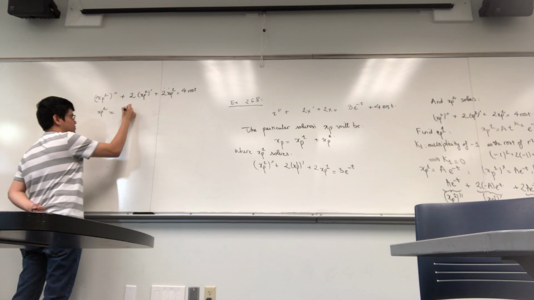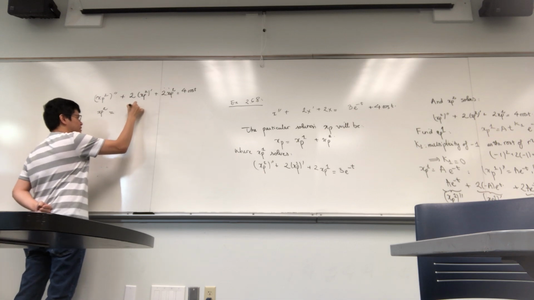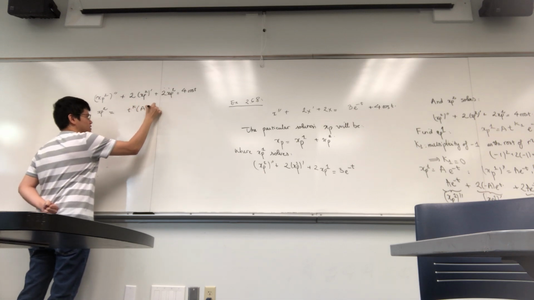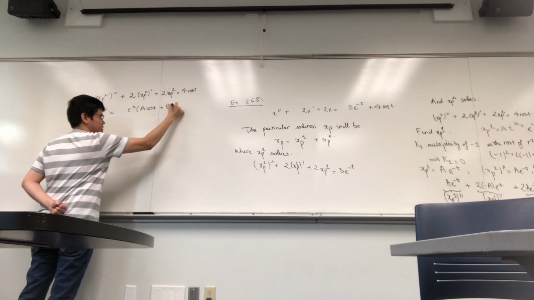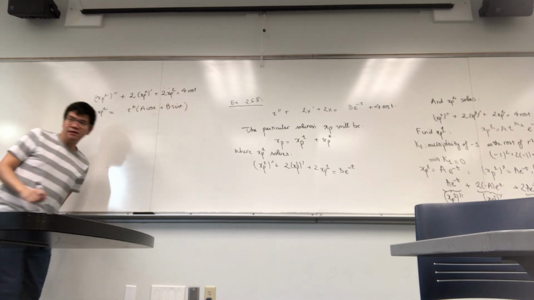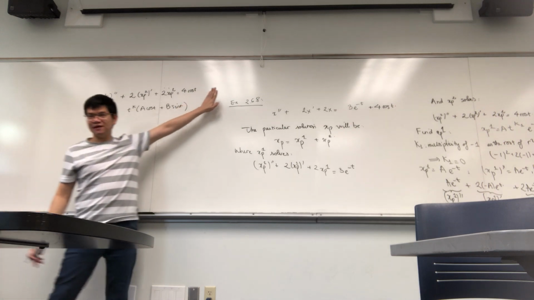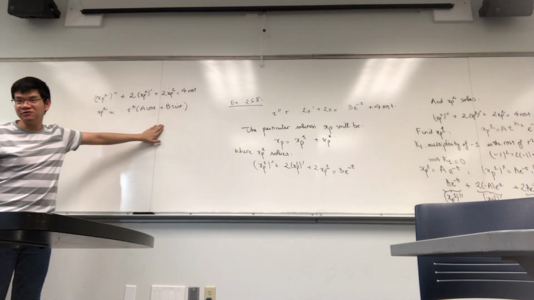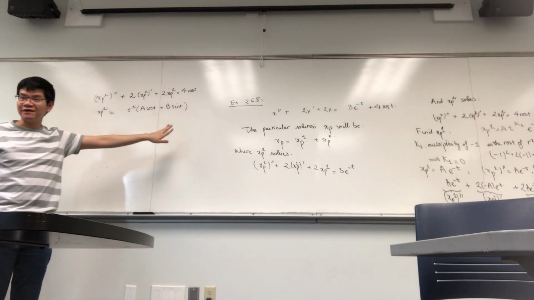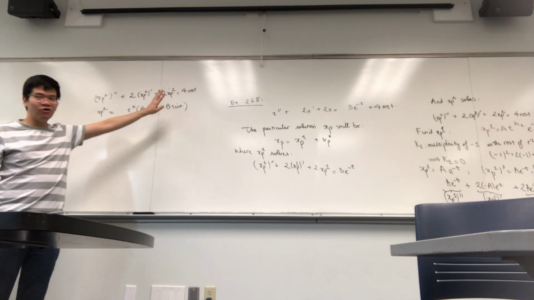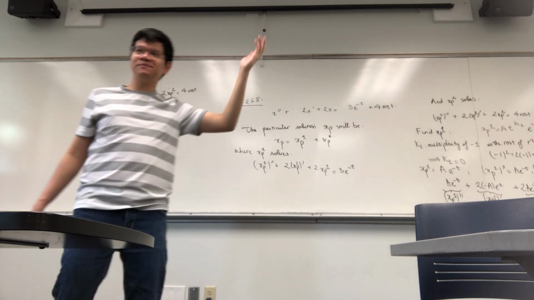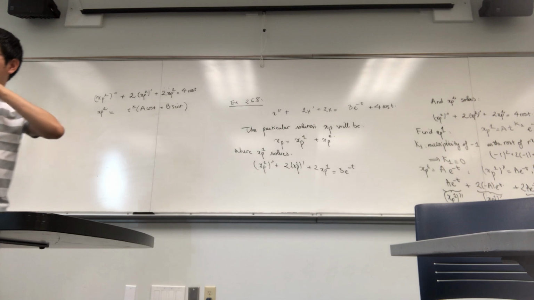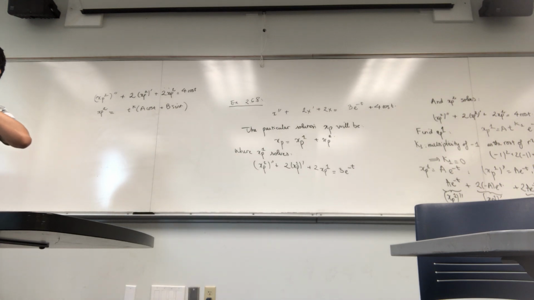So in this case, you have t to the k times a cosine of t plus b sine of t. Remember that here you don't have sine, but in the particular solution, you have to put sine, because the form that we have is e1 cosine plus e2 sine, and in that case, e2 is 0. All right? Questions?